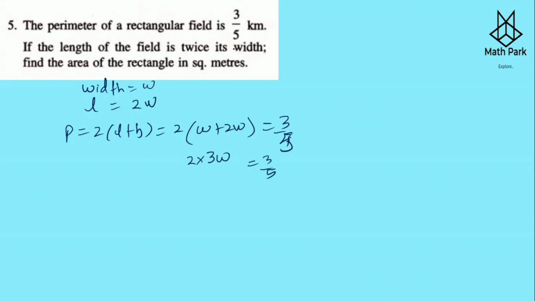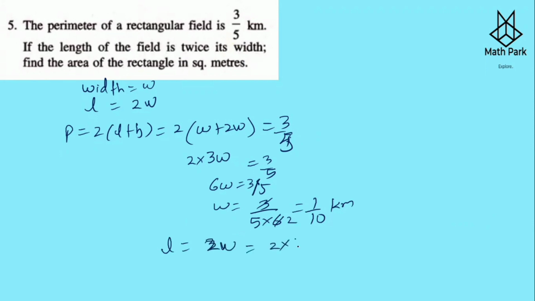Twice length plus breadth is the perimeter, which is 3 by 5. So 2 3s are 6, so 6W is equal to 3 upon 5. So you get W is equal to 3 upon 5, and this 6 comes down. 3 2s are 6, so we get 1 upon 10 kilometer as the width. So if the width is 1 by 10 kilometer, then length is equal to 2 times width, that is 2 times 1 by 10, which is 1 upon 5 kilometer is the length.